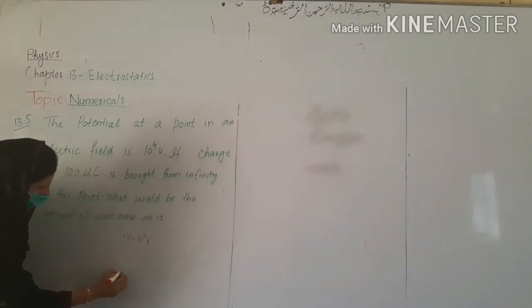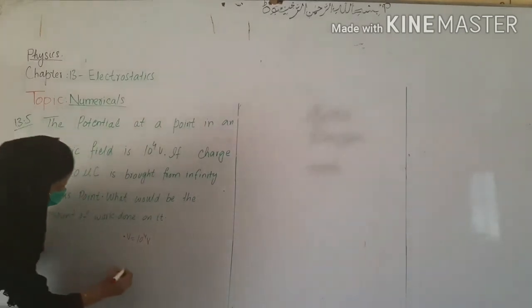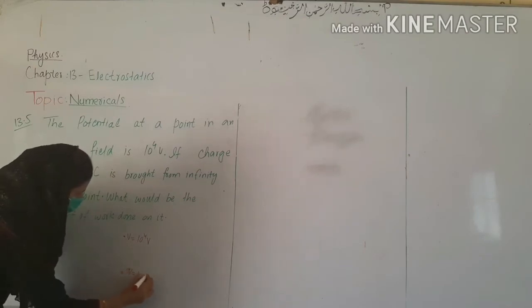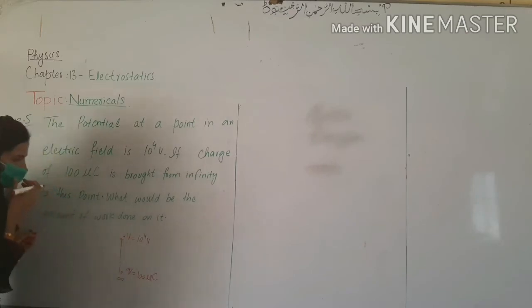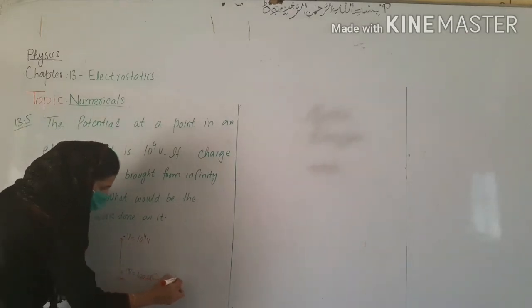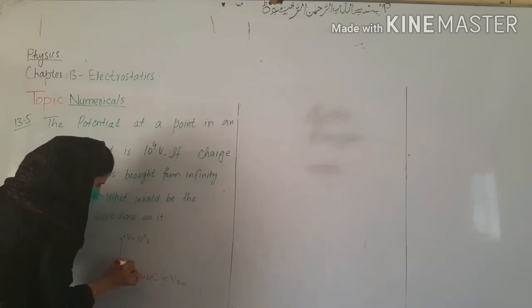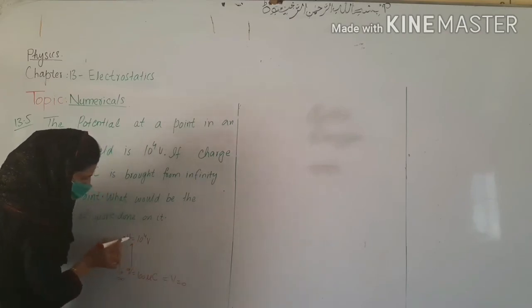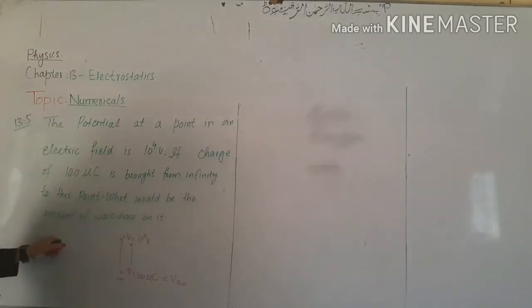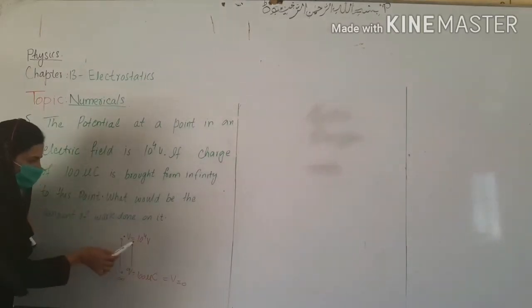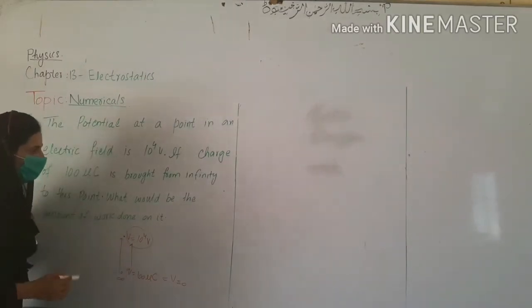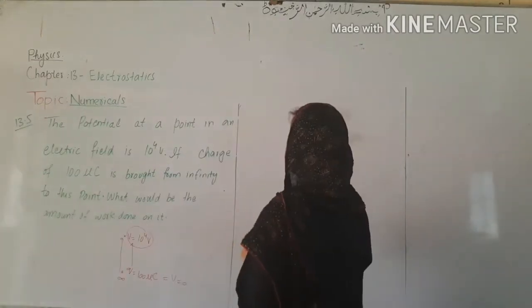We have a charge. Suppose the amount of charge Q is 100 microcoulombs, and we bring this charge from infinity to this point. At infinity, obviously the potential will be 0, and when it is brought to this point, the difference of potential will be V minus the initial potential, that is 10 to the power 4 minus 0, which is 10 to the power 4 volts. We have to calculate the work done for bringing the charge from infinity to this point, where the potential will be this.